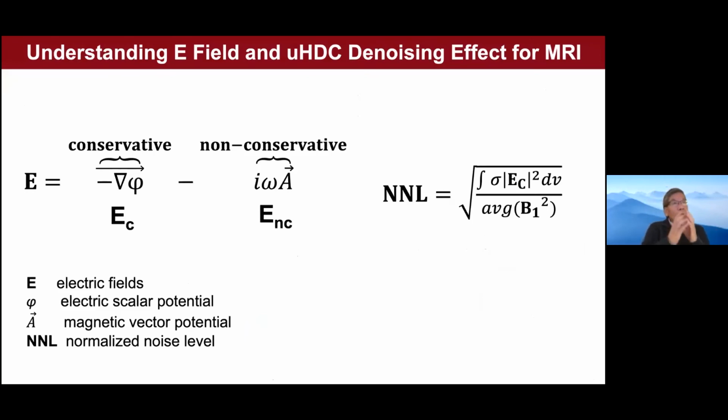So we did some simulation, focusing on the so-called E field. We know the E field is related to the noise level, but the E field can be separated into two terms: one the conservative E field, the EC, and the other the non-conservative E field. So the normalized noise level is related to the EC field and also the B1 plus field.